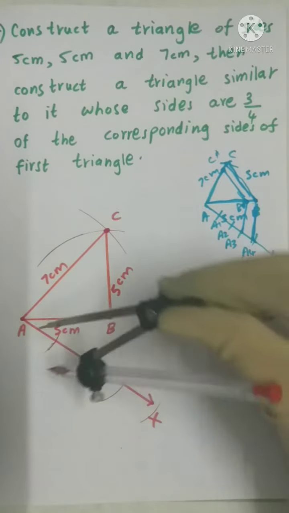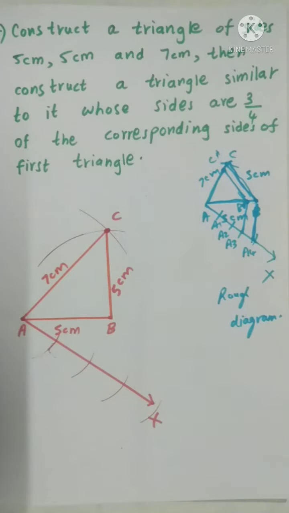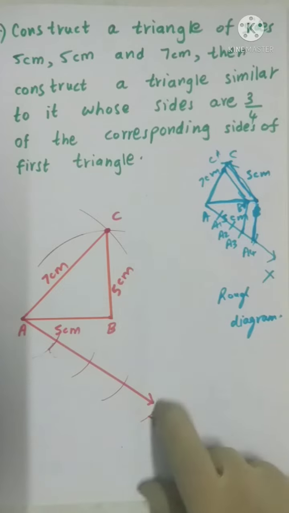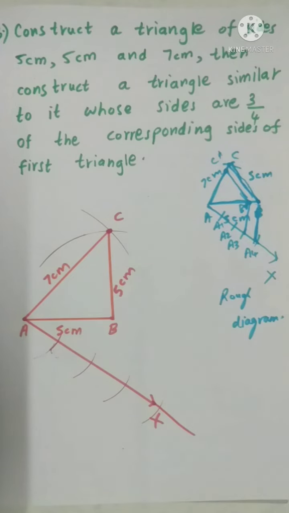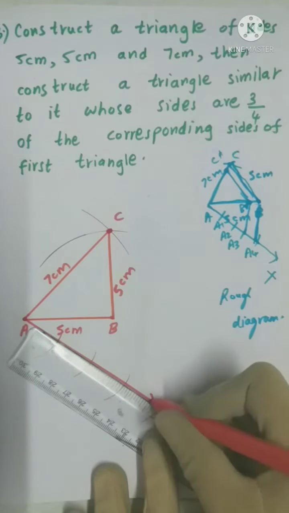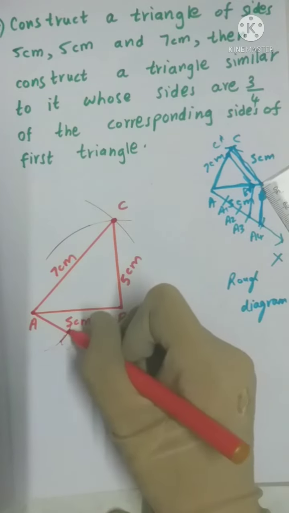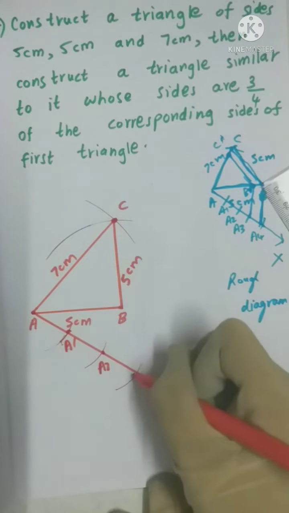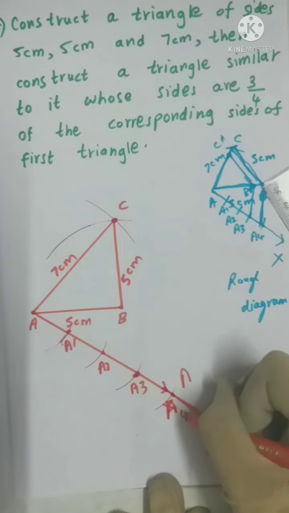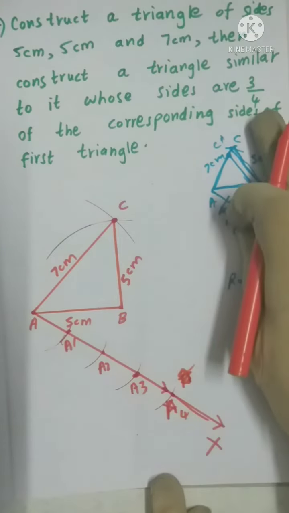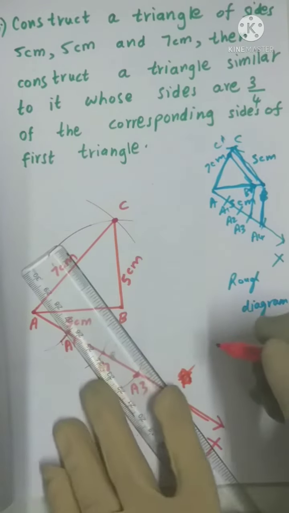When you draw these arcs, don't change the radius. See, I'm not changing the radius. I'm holding it at this point. So here I need to extend this ray X because here I'm getting the arc. So I'll extend it, with the scale only. This is my ray AX. This is A1, this is A2, this is A3 and this is A4. I'll write here A4. Next, what to do? Since the denominator is 4, I will join A4 and B.